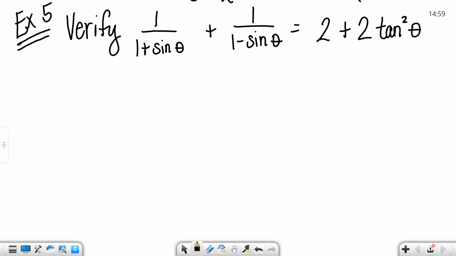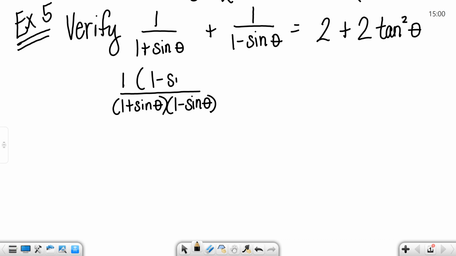So what I'm going to do first is take this left-hand side, and in order to add fractions, you have to get a common denominator. So my common denominator is going to be 1 plus sine theta times 1 minus sine theta. So I would have 1 plus sine theta is already here. I'm going to multiply by 1 minus sine theta. Whatever I do to the denominator, I must do to the numerator.